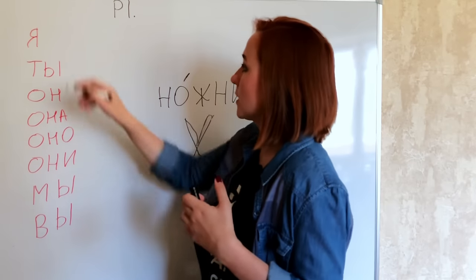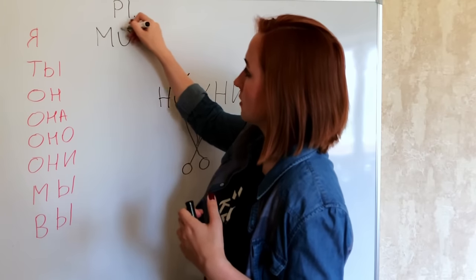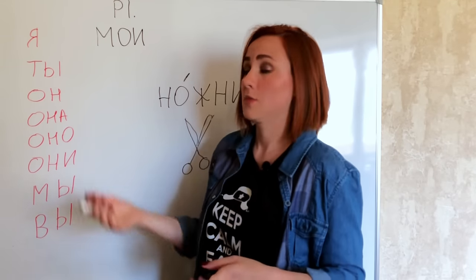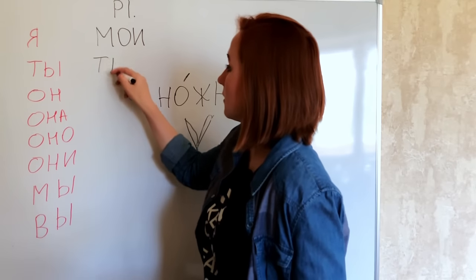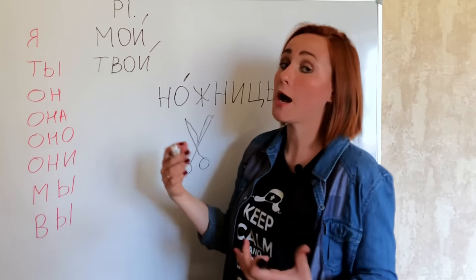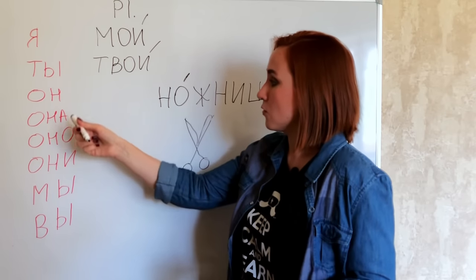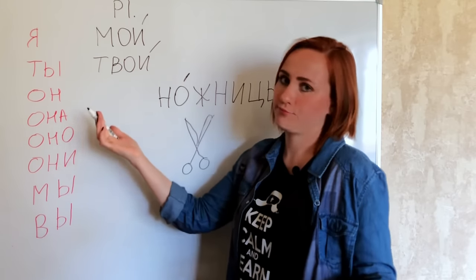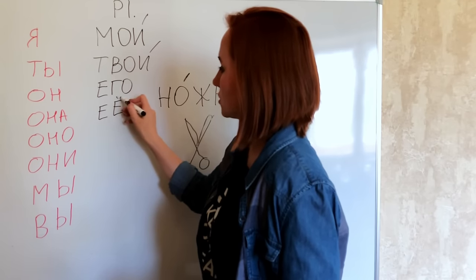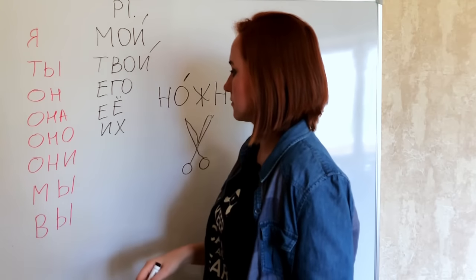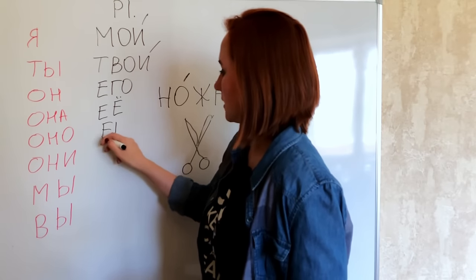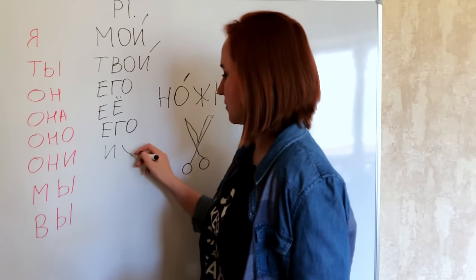So let's talk about how it sounds in Russian. My scissors would be мои ножницы. Guess what's your scissors. Твои, of course. Твои, мои, so again, мои ножницы. Он, она, оно, они, just the same, yes. Его ножницы, ее ножницы, их ножницы. Right? Oh, его. Missed the it part. Его ножницы, их ножницы.